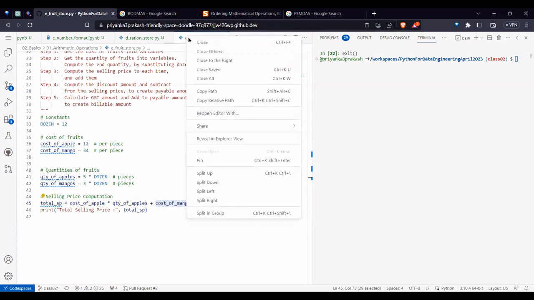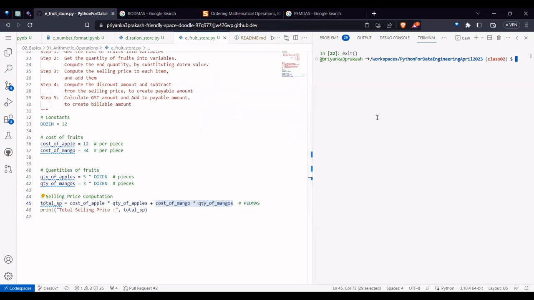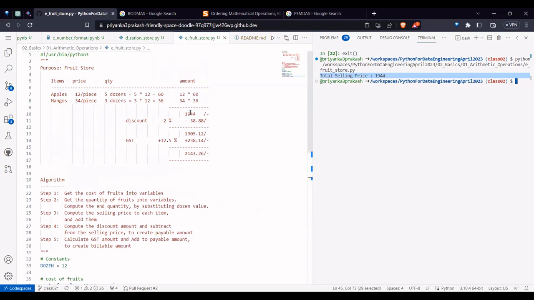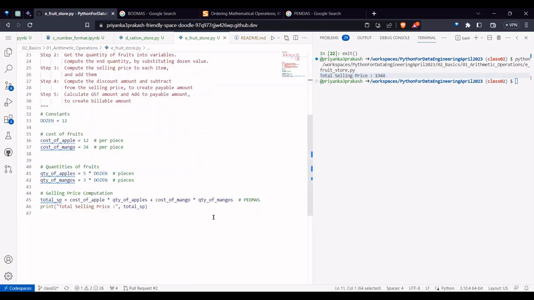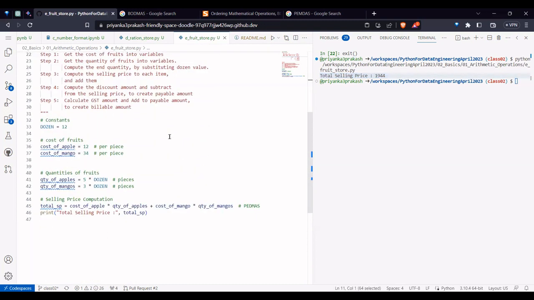Now I can take this copy path. I can say Python, space, and give it. You got the total selling price. Yes, till now it is correct. Now I need to compute the discount.